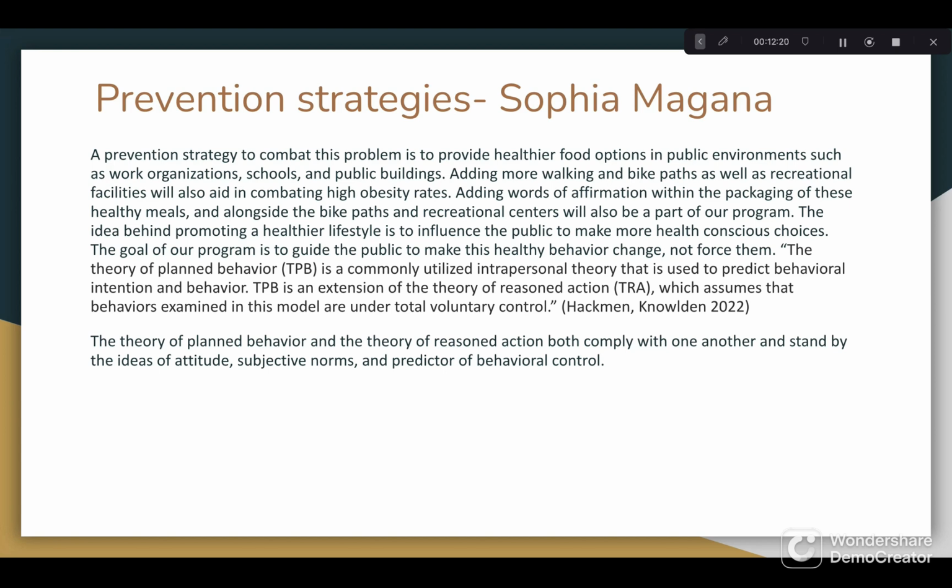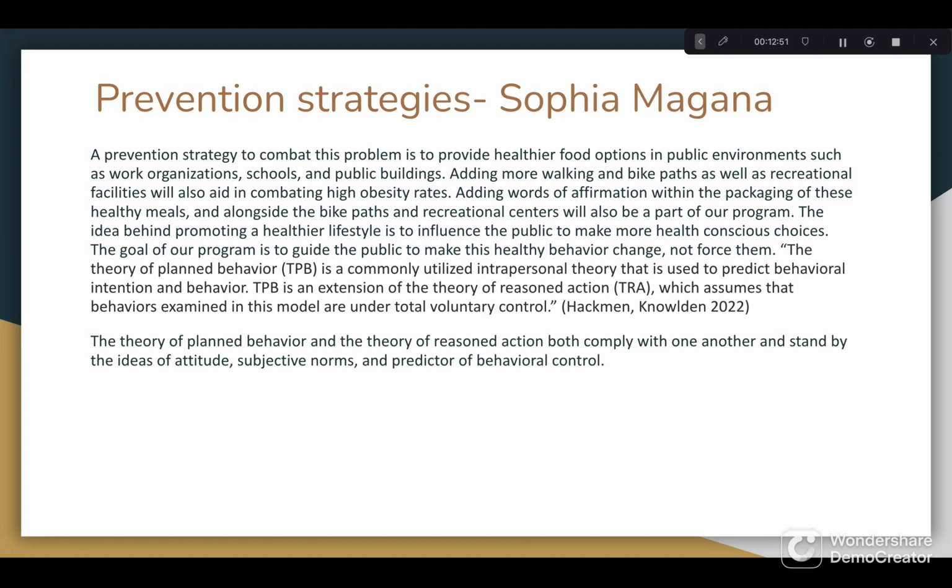The theory of planned behavior is a commonly utilized intrapersonal theory that is used to predict behavioral intention and behavior. TPB is an extension of the theory of reasoned action, which assumes that behaviors examined in this model are under total voluntary control. The idea is to promote a healthier lifestyle to change the norms of the public and their previous ideas on healthy habits.